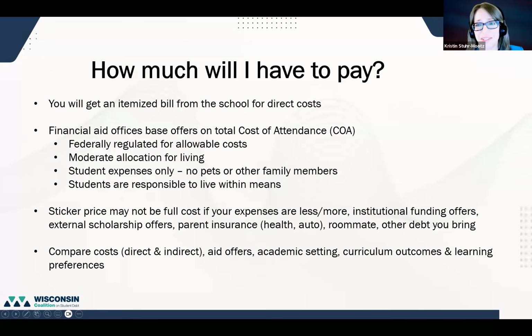The big question you'll want to answer is how much will I have to pay? So for direct costs, you'll be able to see these on your bill as an itemized statement. It's relatively easy to assess these costs and look at it from school to school. Other costs are less straightforward.